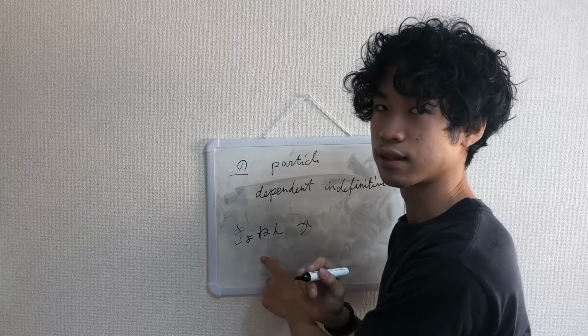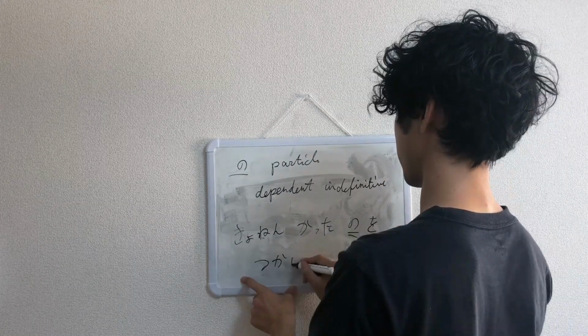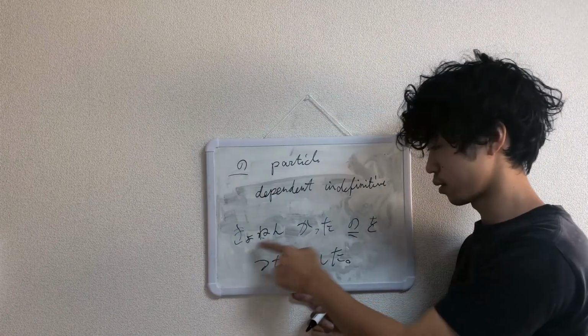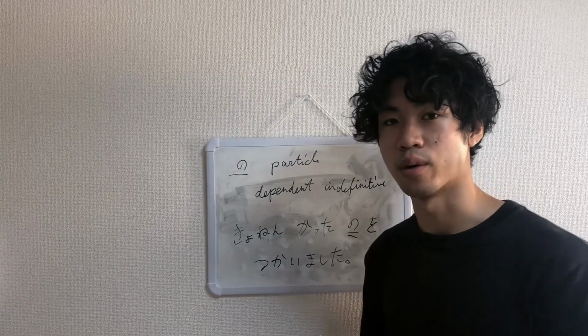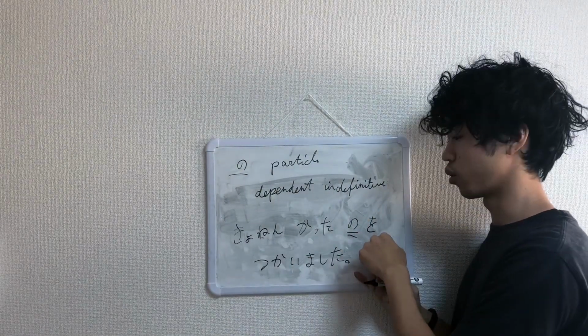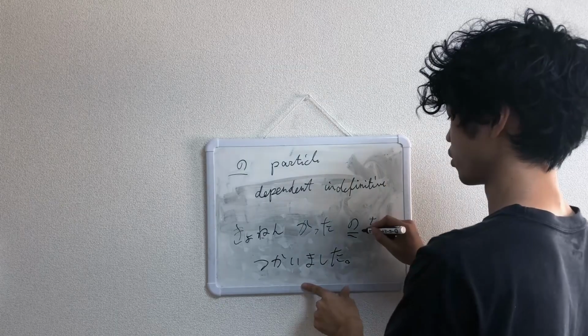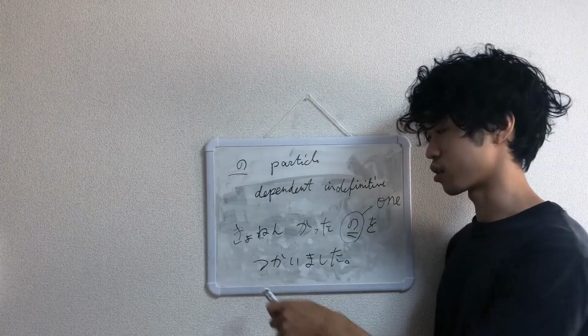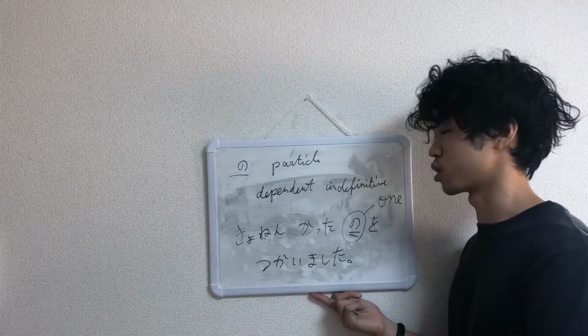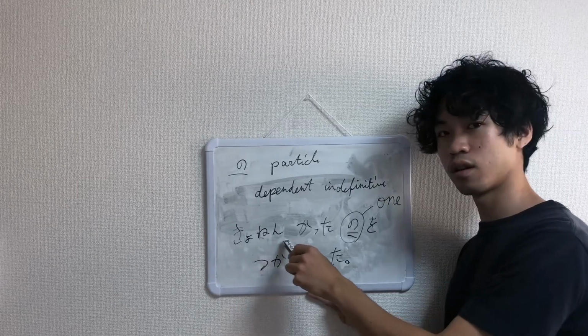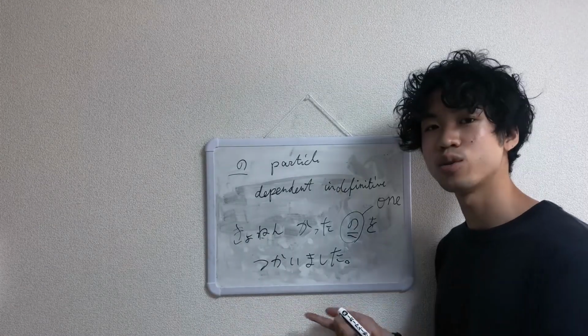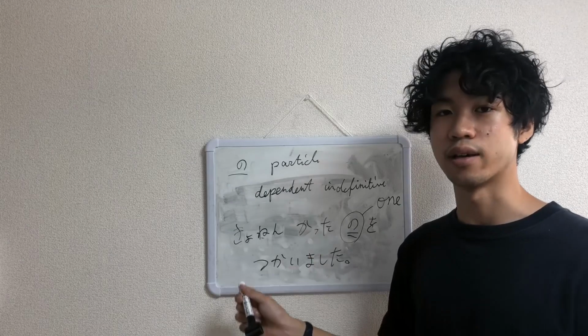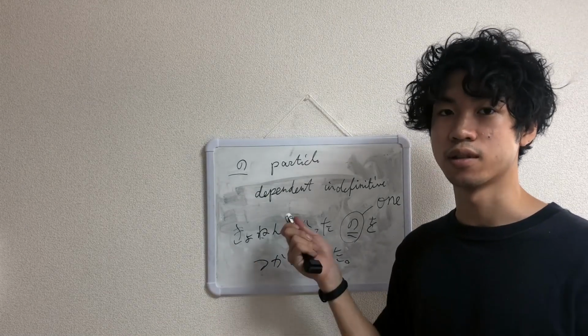去年買ったのを使いました。Whoa, whoa, whoa. So last year, 買った, bought, buy, bought. Last year bought のを使いました。Use. So this no is working as one. Translation of this sentence to English is going to be last year, bought, one, used. I used the one that I bought last year.